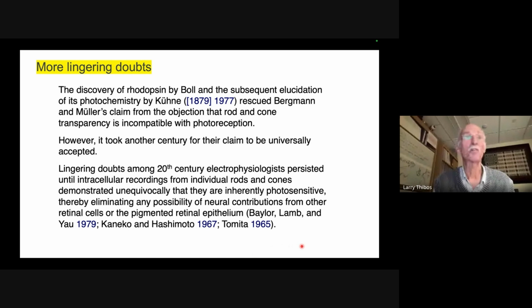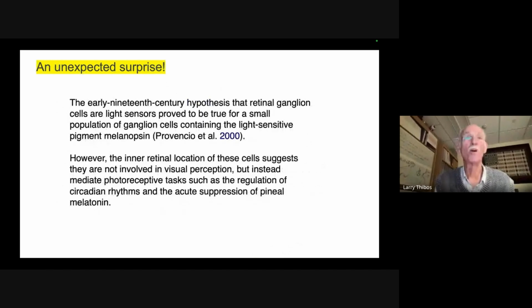There were still lingering doubts amongst 20th century electrophysiologists using intracellular recording from rods and cones, but they were able to demonstrate unequivocally that rods and cones are inherently photosensitive, thereby eliminating any possibility of neural contribution from other retinal cells or the pigmented epithelium.